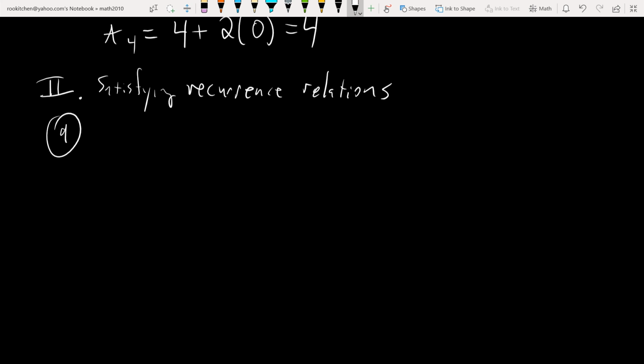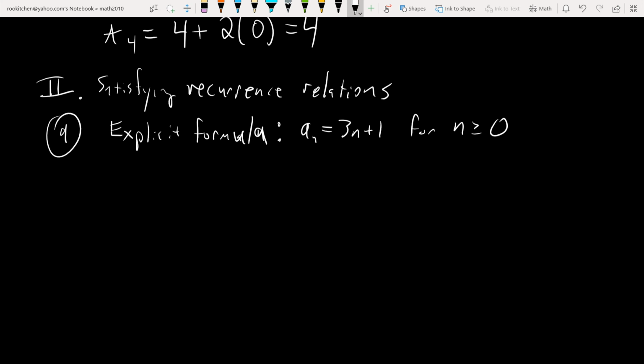Okay, so number 9, they give you the solution equation, and they're going to call that the explicit formula, which from before is basically our closed form formula. The explicit formula is a sub n equals 3n plus 1 for n greater than or equal to 0. The recursion formula is what you would be given when you tackle a problem and assign a recursion formula to it, like with the Tower of Hanoi that we'll be looking at here soon.